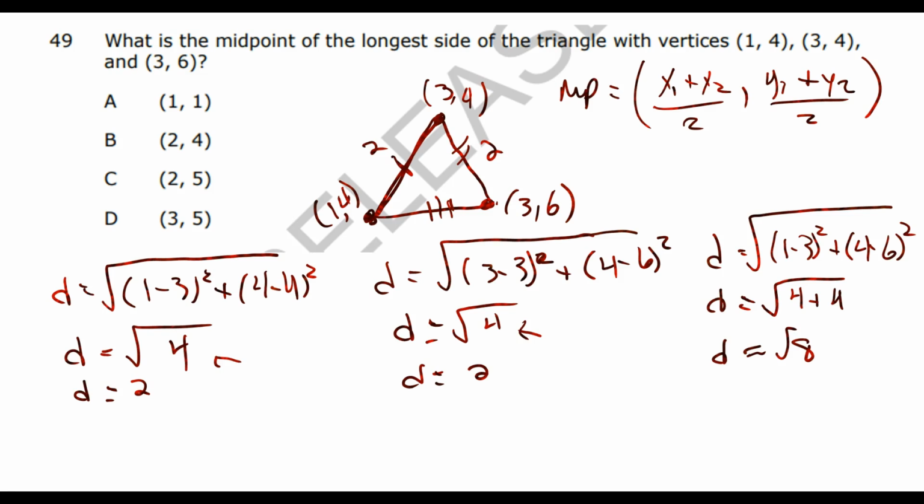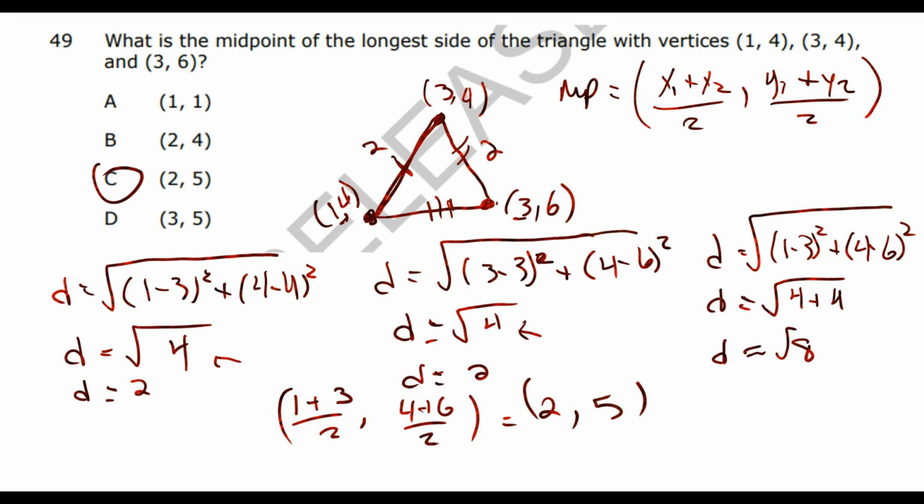All right, so I'm using the midpoint formula down here. So I have, these are the x's I'm using, 1 plus 3 over 2, comma, 4 plus 6 over 2. 1 plus 3 is 4. 4 over 2 is 2. And then 4 plus 6 is 10. 10 over 2 is 5. I get the midpoint, which will be (2, 5).